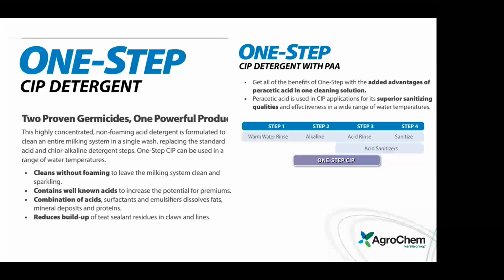And another option along with this one is you can not only get just the one-step detergent, we also have the one-step detergent available with the PAA, the peracetic acid, in it as well. So you can have that little bit added benefit of using that peracetic acid to give you that extra shot of clean and extra advantage of sanitizing qualities that come with peracetic acid.